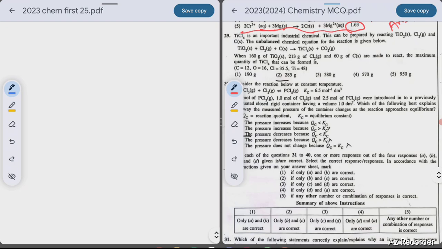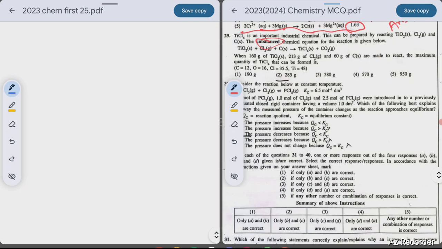Next, the 29th question. TiCl4 is an important industrial chemical. It can be prepared by reacting TiO2, Cl2 and carbon. The unbalanced chemical equation for the reaction is given below: TiO2 plus Cl2 plus carbon. Then when 160 grams of TiO2, 230 grams of Cl2 and 60 grams of carbon are made to react, the maximum quantity of TiCl4 that can be formed is?